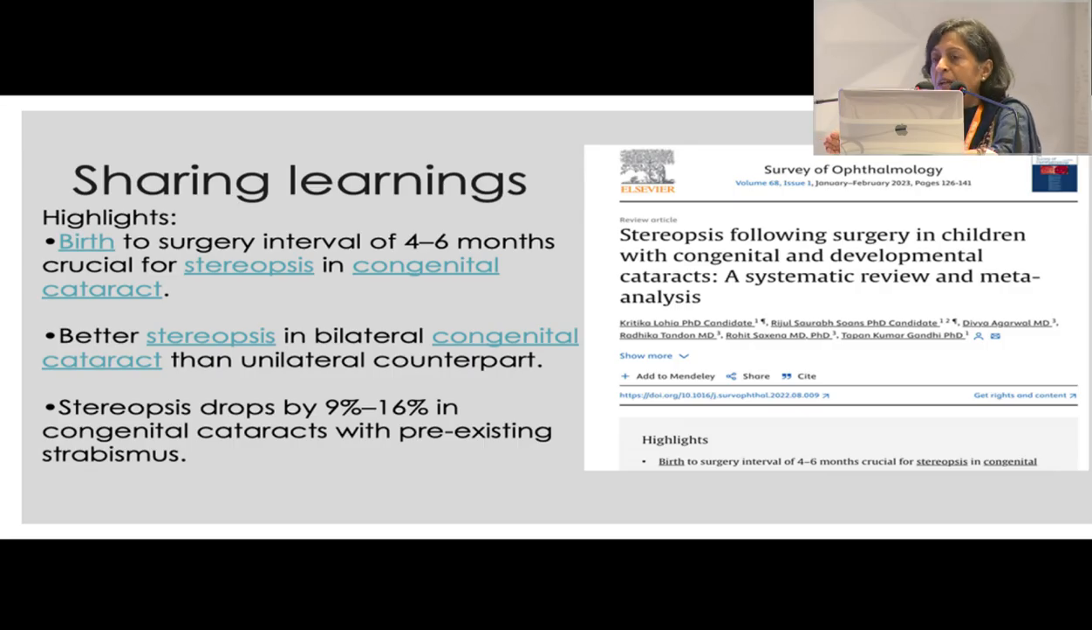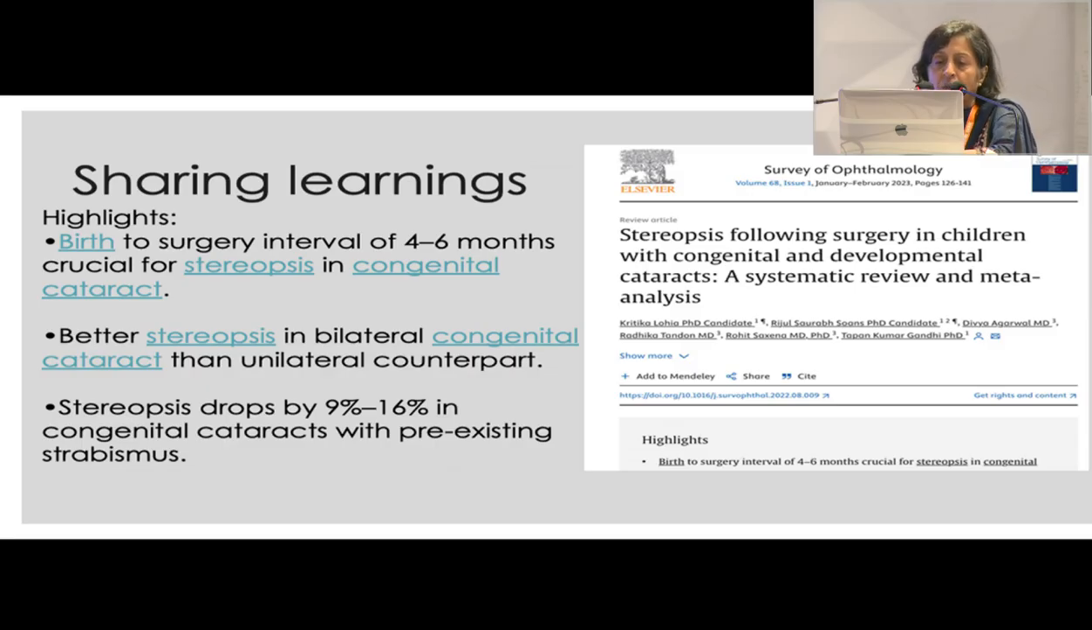Ideally, we would like to intervene as early as possible, at 3 to 6 weeks. However, sometimes the children are not fit for surgery. They may not be fit for anesthesia. They may have systemic problems. Therefore, a window of up to even 6 to 12 weeks is acceptable when you're talking about corneal disease.